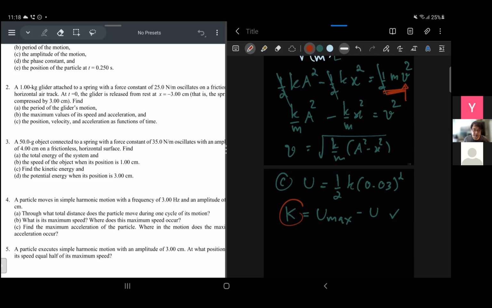Oh, okay. Yeah, it's actually easier, with fewer number crunching steps. You can just find the difference between the maximum energy and the potential energy at 3 centimeters, and the rest goes to the kinetic energy for sure. Okay, I understand now. Great, cool.